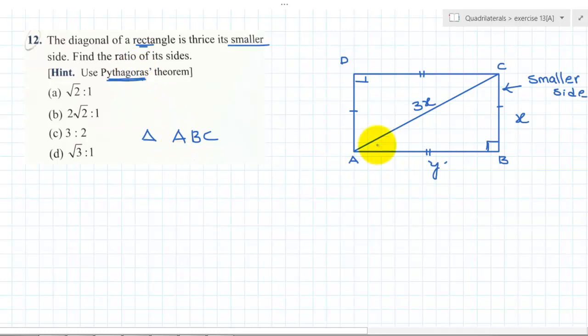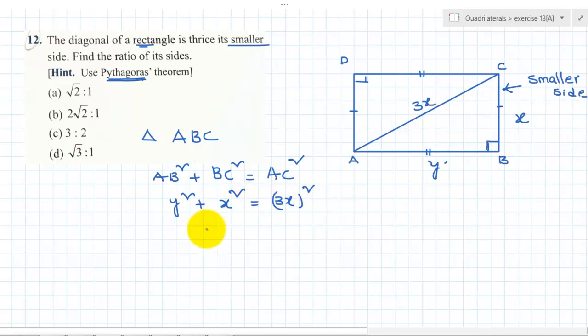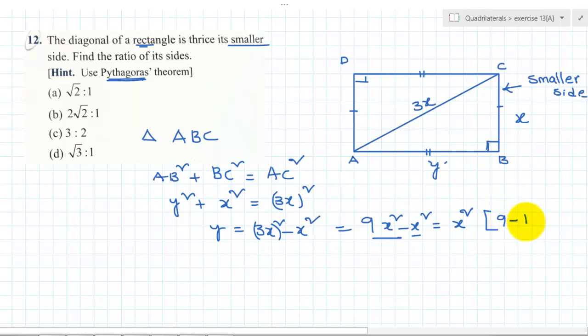So if you apply the Pythagoras theorem, what is the Pythagoras theorem? One side AB square plus another side BC square is equal to hypotenuse square, that is AC square. So what is AB square? y square. What is BC square? x square. AC square is 3x whole square. Right. So y square is equal to 3x whole square minus x square, that is 9x square minus x square. If you bring x square common, 9 minus 1 is left. So this is x square into 8. y square is equal to this, so we can write it in short form as 8x square.